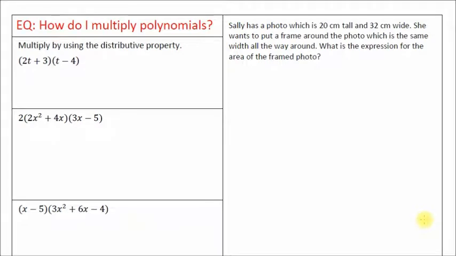In this section, we're going to answer the essential question, how do I multiply polynomials? In the previous section, we went through the process of multiplying something times a monomial. Now we're going to multiply polynomials together. Let's take a look at the first question.